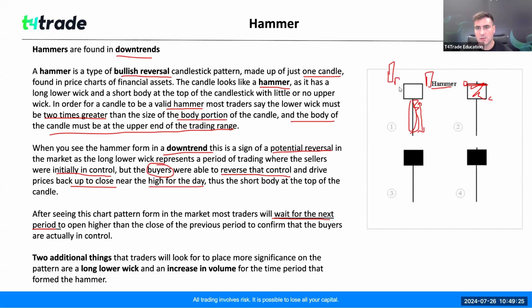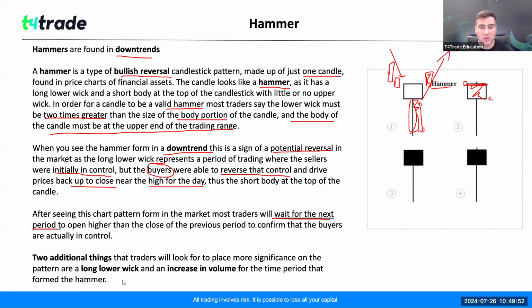Okay, so imagine this. Moving south, you see this, and then you see that, a green candle, reversal. Okay, this is what it signifies to traders. So after seeing the chart pattern form, most traders will wait for the next period to open, and then the close of the previous period to confirm that the buyers are actually in control.